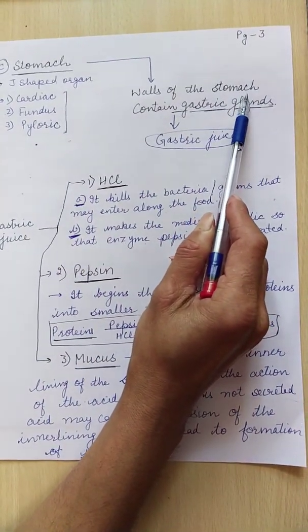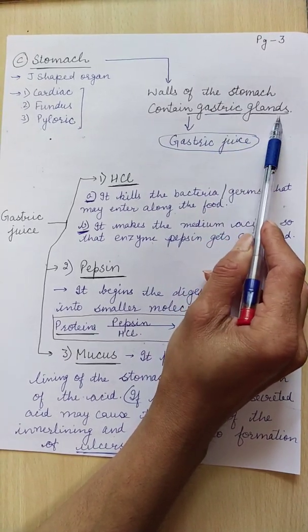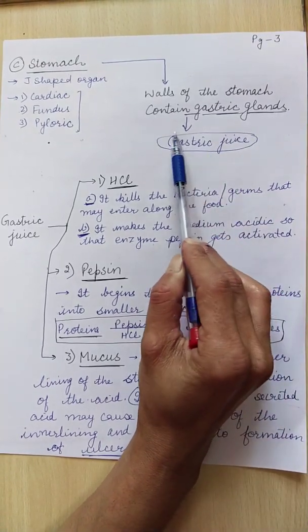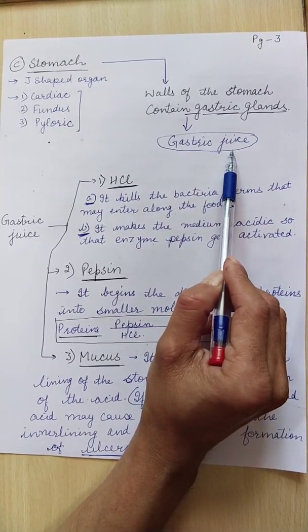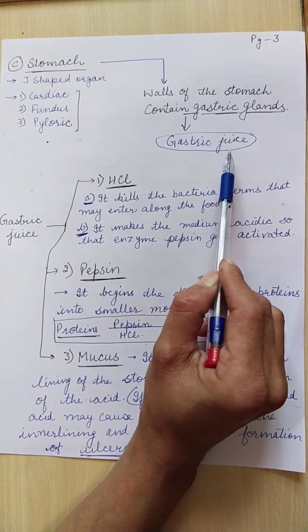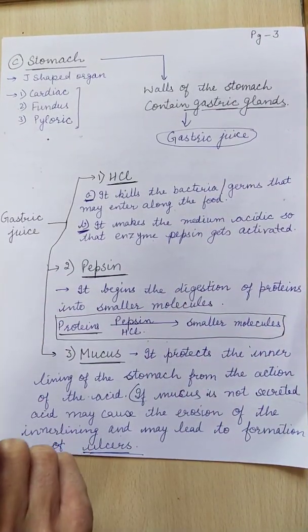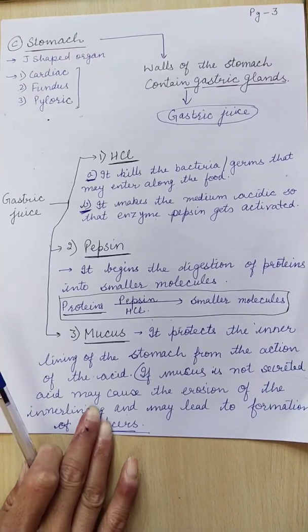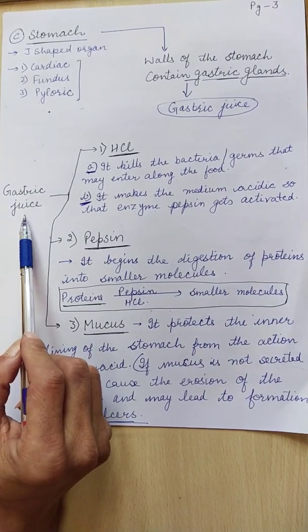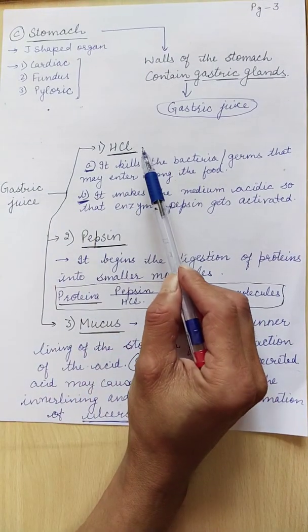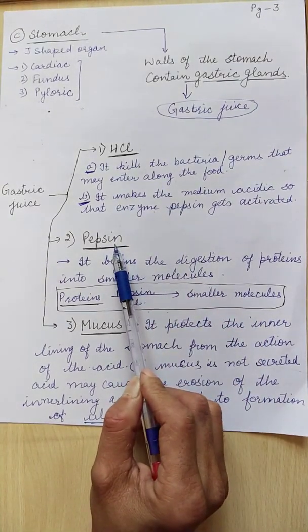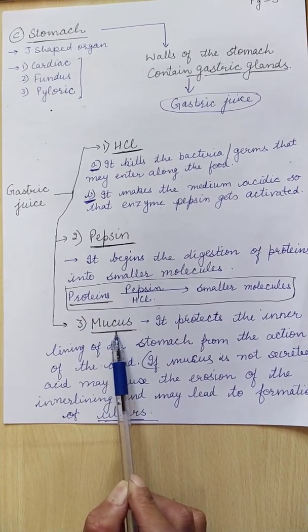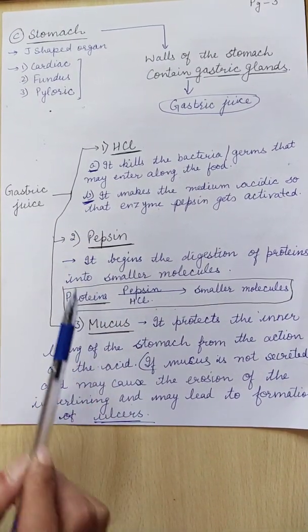The walls of the stomach contain gastric glands. These gastric glands secrete gastric juice, which plays the most important role in digestion inside the stomach. The digestion doesn't even get completed in the stomach. It gets completed in the small intestine. Now gastric juice in the stomach contains HCl, the enzyme pepsin, and mucus. What is the function of these three?